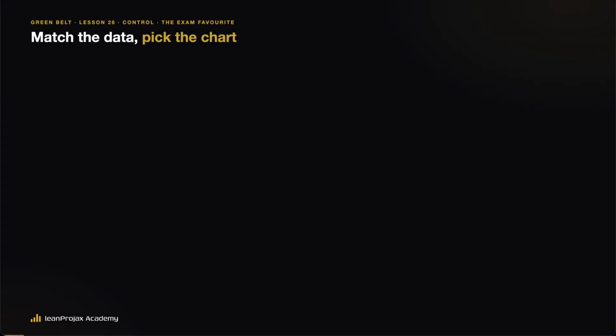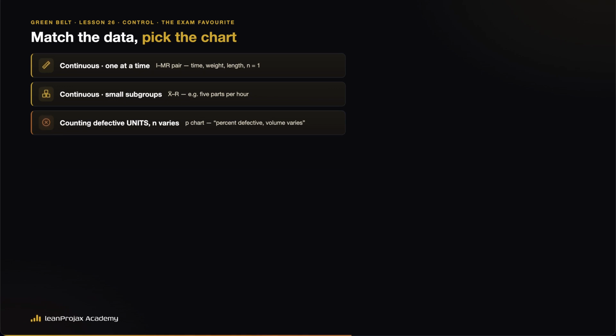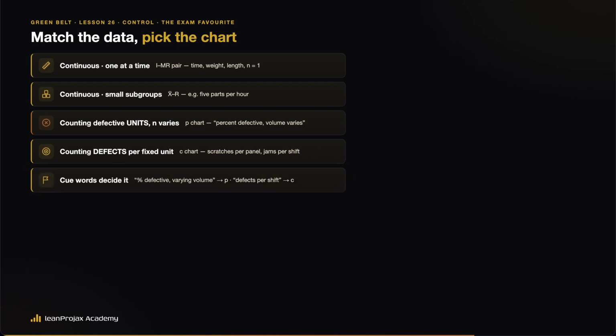Picking the chart, the exam's favorite question. Measuring something continuous. Time, weight, length. One value at a time. The IMR pair. Small subgroups like 5 parts an hour, X bar and R. Counting instead. Defective units out of a varying sample, the P chart. Defect counts per fixed unit. Scratches per panel, jams per shift, the C chart. Keywords, percent defective, volume varies. A P, number of defects per shift. C. Match the data type and the chart family follows.